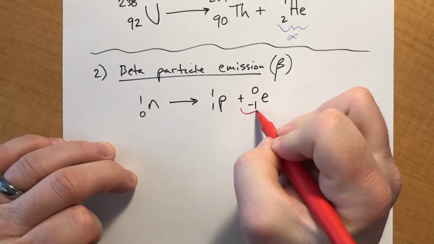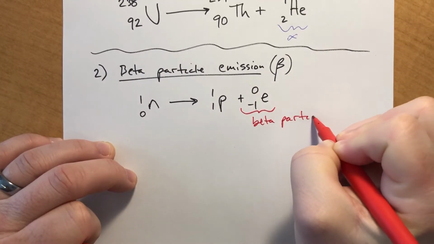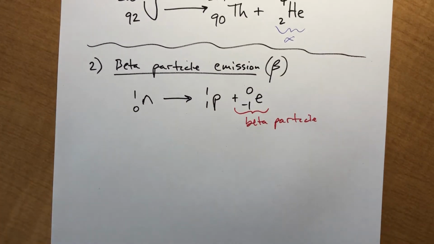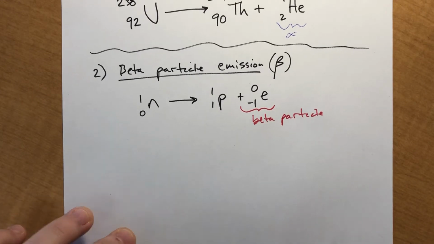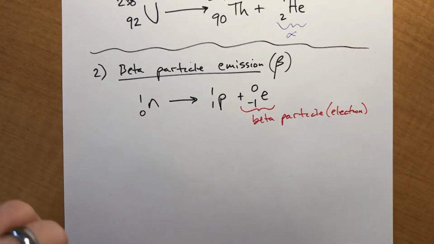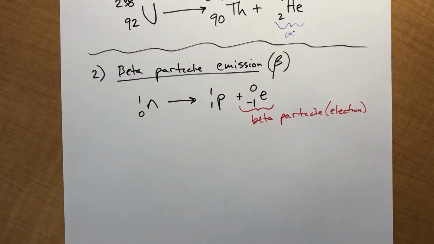It turns out that this is a beta particle. So this is what's being emitted from the nucleus during a beta particle reaction. It should have a negative charge. It's essentially an electron. So even though there are no electrons in the nucleus, it is possible that an electron can form when a neutron becomes a proton. This is weird stuff that we've never had to think about before, but that's okay.